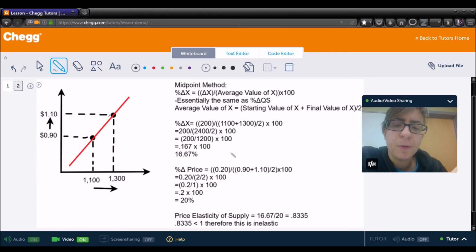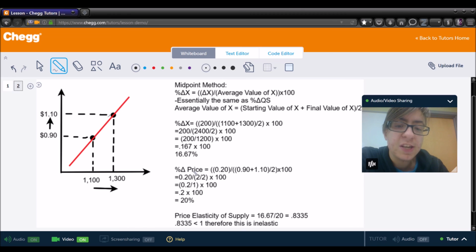So let's start with our percent change in x. So from 1,100 to 1,300, that is a change of 200. Our starting value of x was 1,100, and our final value is 1,300. We then divide that by 2. So we get 2,400 divided by 2, which just gives us 1,200. So 200 divided by 1,200 gives us 0.167. If we multiply that by 100, we get a percent change in x of 16.67%.